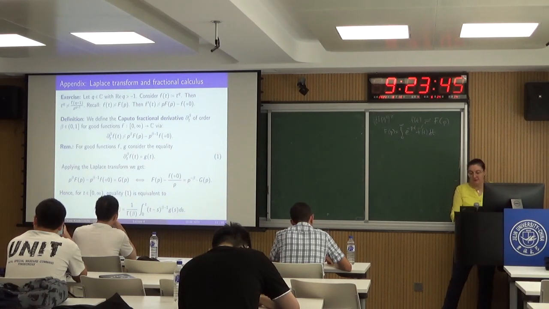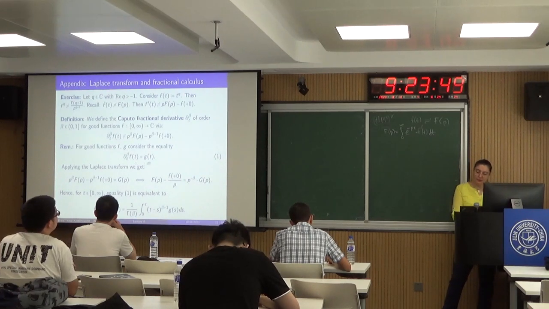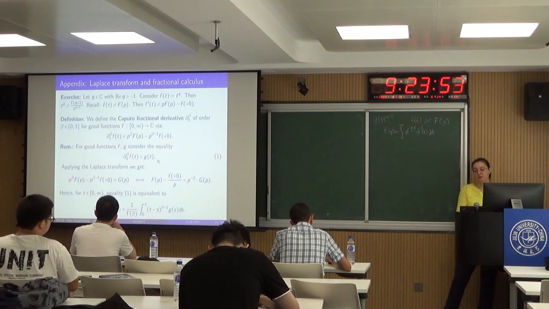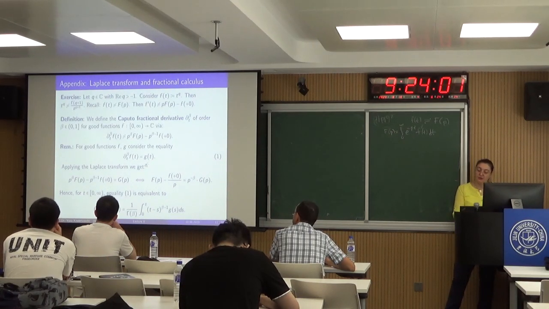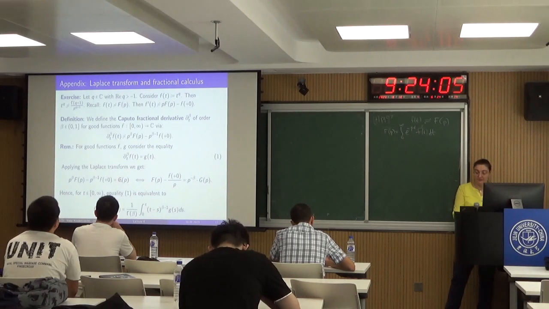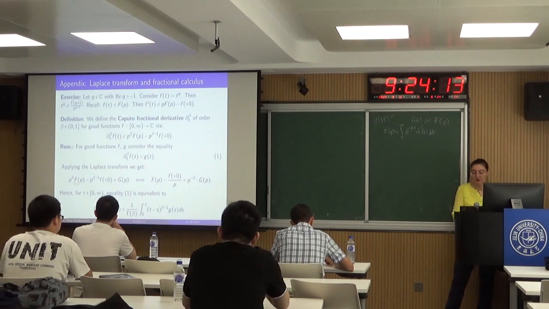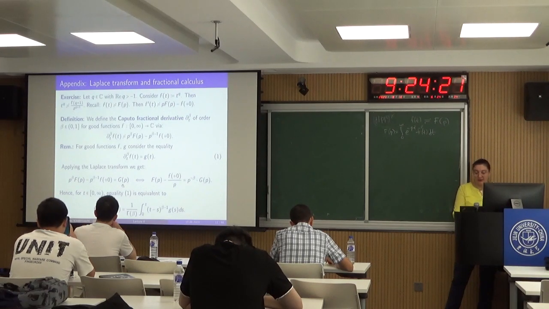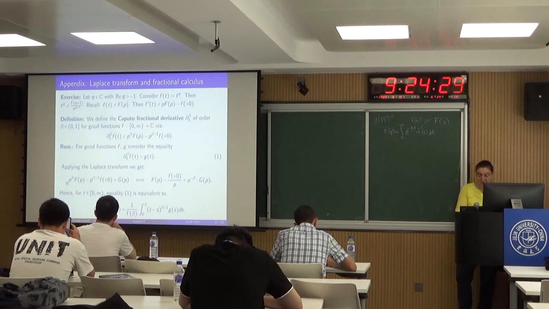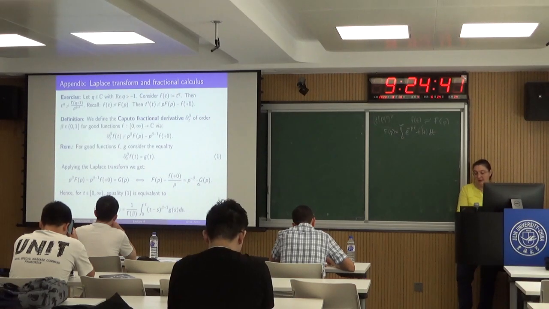For good functions, of course, so that it all makes sense. Now we consider this equality: the Caputo fractional derivative of one function is equal to another function. Assume that the function g on the right-hand side has Laplace transform big G. Applying the Laplace transform to this identity, on the left-hand side I have this, which is just the definition of the Caputo fractional derivative, and on the right-hand side I have big G. Then I divide the whole equality by p to the power beta, and I obtain f of p minus f at 0 divided by p equals p to the power minus beta times g of p.